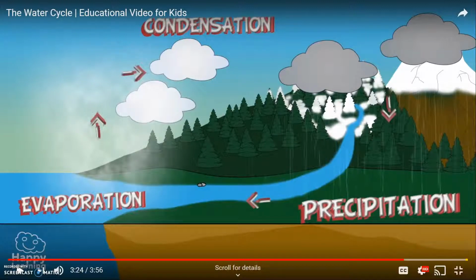So again, rain, snow, sleet, hail, they fall from the sky, they hit the ground, and they find their way to lakes, streams, rivers, and the ocean. And then we just continually keep going through this cycle. And this water cycle is important to life because all animals, humans, we all need water to survive.